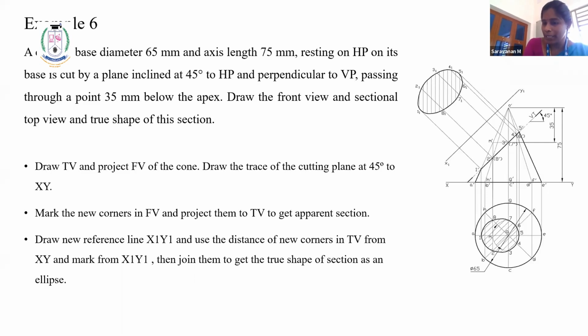So now measure the distance between O and M. So now with O and M as radius, cut an arc towards the line of G and C. So you will get the new intersection points 3 and 7. Now join all the corners of the sectional top view. So sectional top view is shown as 1, 2, 3, 4, 5, 6, 7, 8. Then draw the true shape of the section with respect to the reference plane X1, Y1.